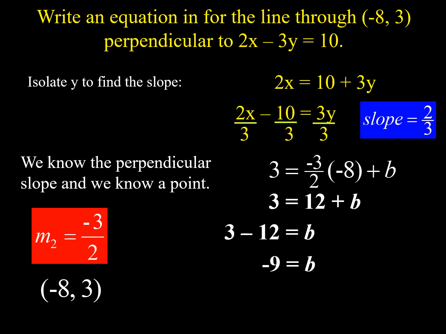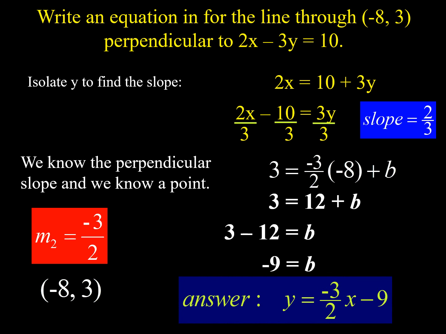Since we already have our negative reciprocal slope and our y-intercept b, we just plug in to y = mx + b. So the equation for the line through (-8, 3) perpendicular to 2x - 3y = 10 is y = negative 3 over 2 x minus 9.